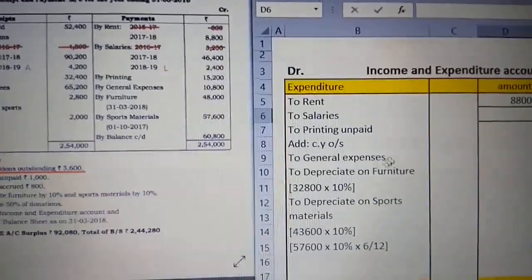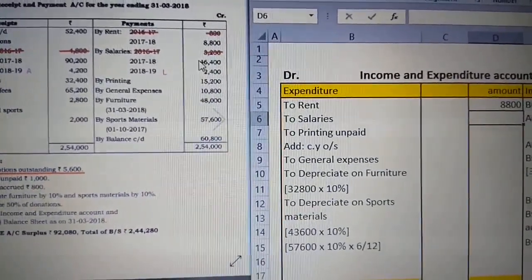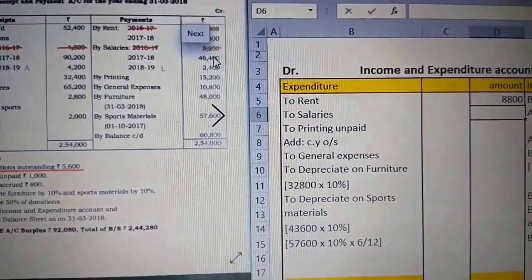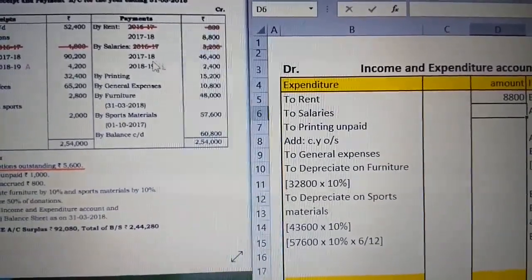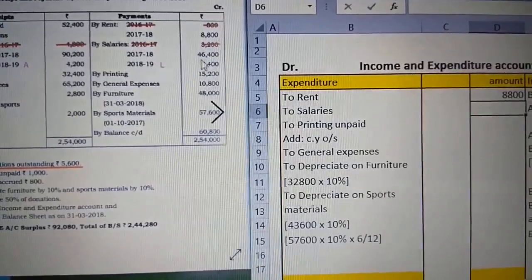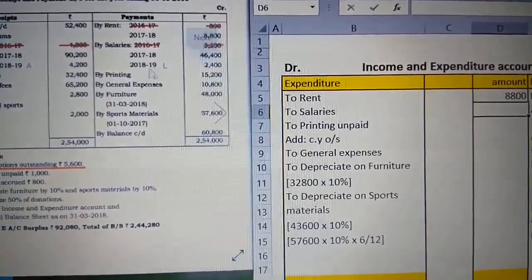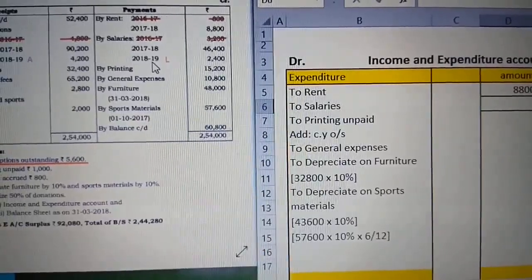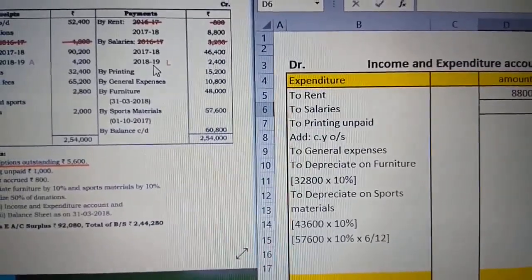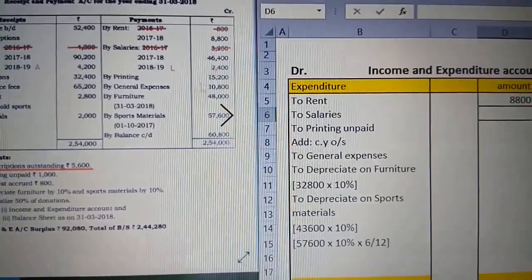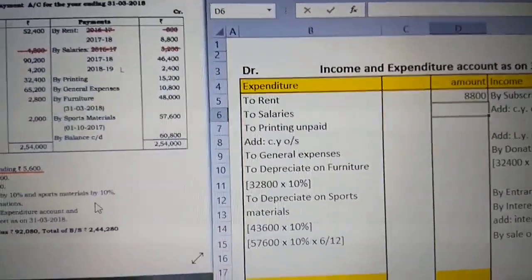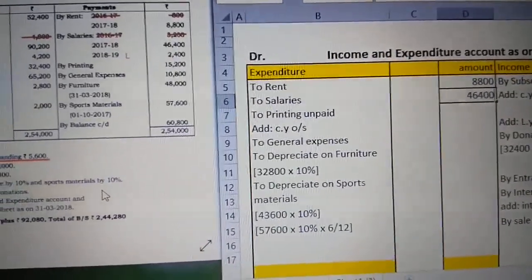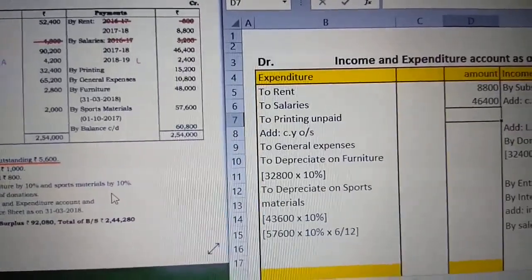Then salary as well, just observe the salary. Here they have given 16-17, which is already considered. I'm going to cancel it. Again, we need not take 17-18, which is 46,400, but 18-19 they have given under the payment side. When it is considered, it should directly be taken in the balance sheet. I'm going to take only the current year, 46,400. There is no adjustment for this. I'm taking it in the outer column.